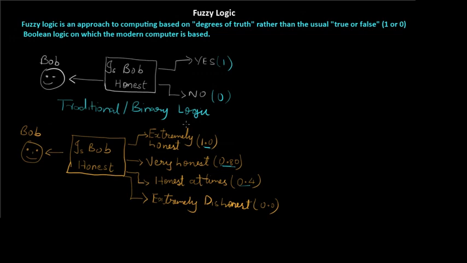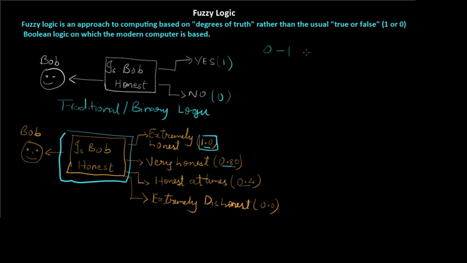Moving ahead, fuzzy logic operates on the concept of membership and degree of membership, which I just said ranges from 0 to 1. So it depends on a membership function. In this case, "is Bob honest" can be considered as a membership function with these as its different membership values. To understand that, let's see the difference between a crisp set and a fuzzy set.